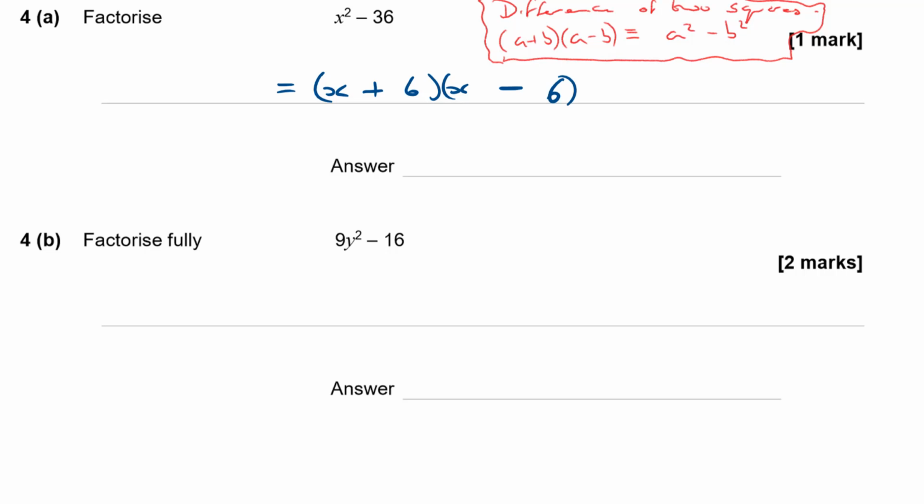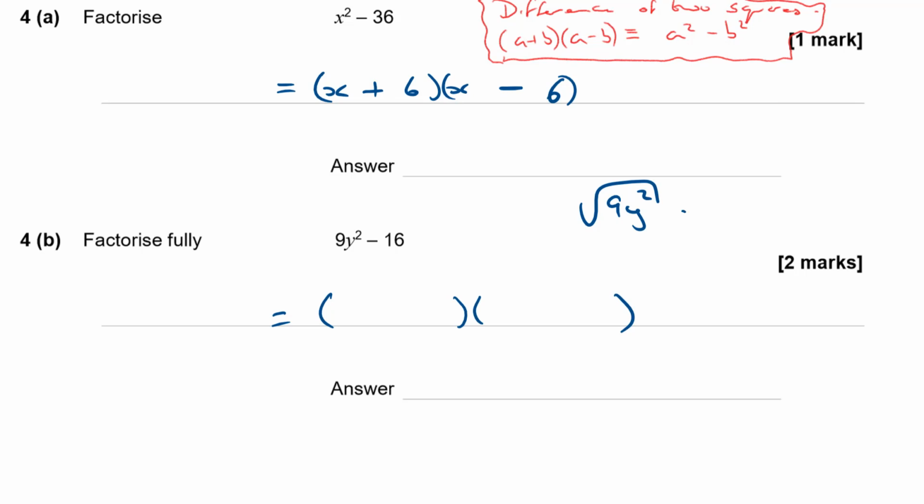Okay. Similarly, 4b, factorise fully 9y squared minus 16. Again, this is just a difference of two squares. It's going to factorise into a double bracket. I need to take the square root of the first term, and that's going to be at the front of both my brackets. What's the square root of 9y squared?